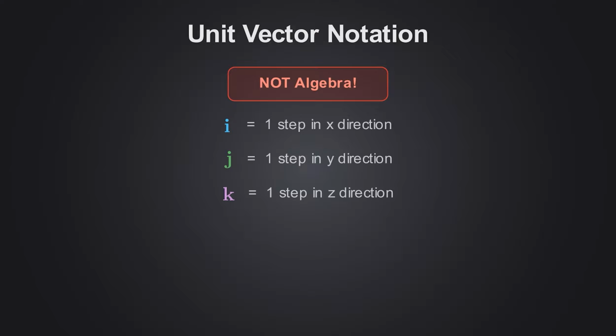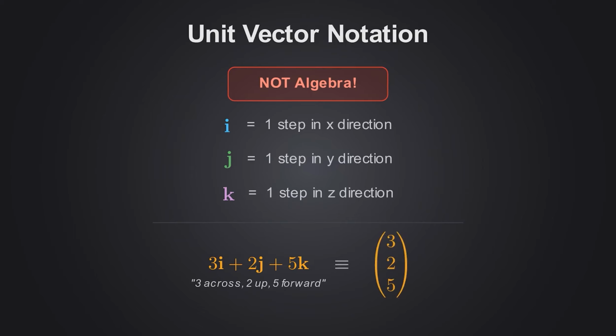Now the ijk thing trips students up because it could easily be misunderstood to be algebra, but it isn't. It's just a different way of writing the same instructions. i simply means 1 step in the x direction. j simply means 1 step in the y direction. And k simply means 1 step in the z direction. So when you see something like 3i plus 2j plus 5k, all that's saying is 3 across, 2 up, 5 forward. Same vector as the column, different notation, but ultimately it's the same thing.